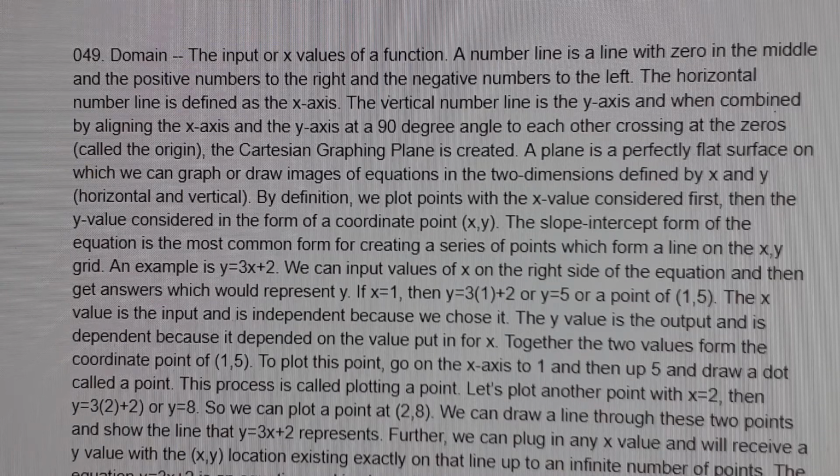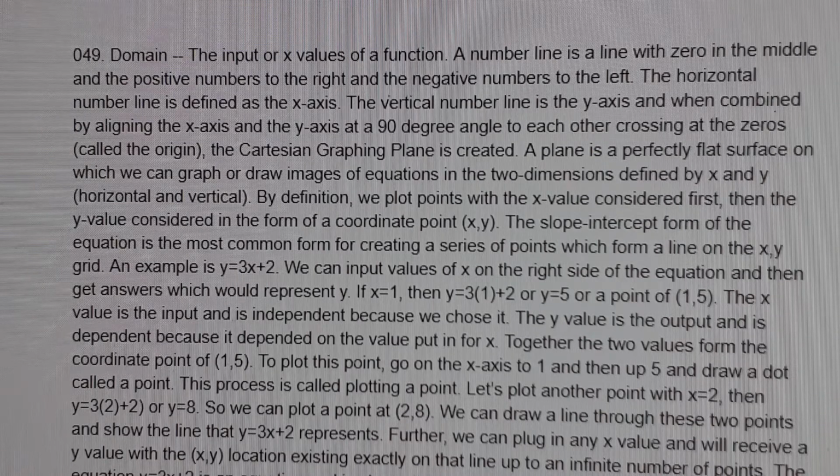Further, we can plug in any x value and will receive a y value with the (x, y) coordinate location existing exactly on that line, up to an infinite number of points. The equation y equals 3x plus 2 is an equation and is called a function.